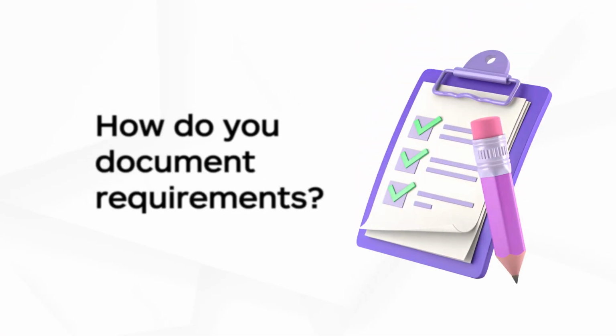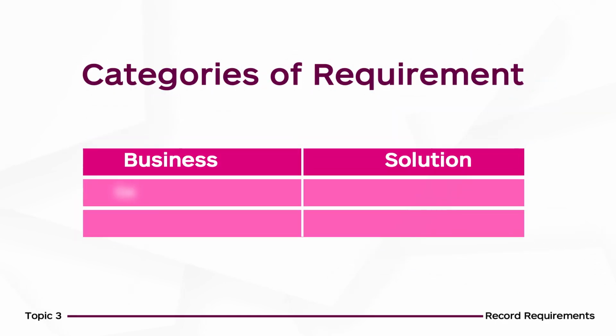First up, how do you document requirements? Well, there are two main categories: business requirements and solution requirements. Business requirements are high-level needs that relate to the business's overall goals. For instance, if a business wants to improve customer satisfaction, a requirement might be faster customer service response times. Solution requirements are what the system or solution needs to do to meet those business goals.